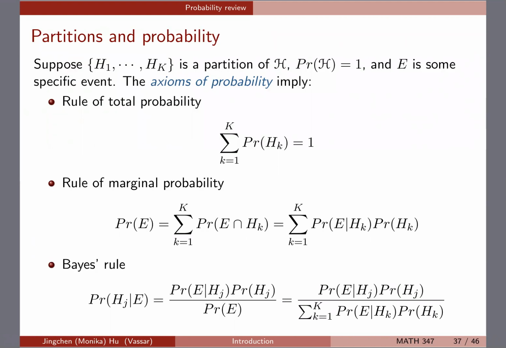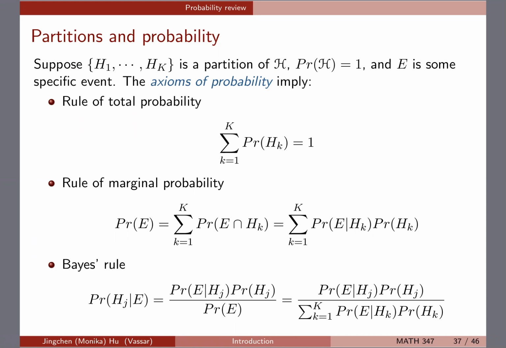And then given the partition idea, suppose H1 through HK is a partition of curly H, and then the probability of the entire H is 1. So there are three particular things that we're about to talk about, and they all stem from the axioms of probability. First of all, it's the rule of total probability. Because H1 through HK forms a partition of curly H, the sum of the probabilities of all of the HK should be 1. And that's exactly what we were doing earlier with the demonstration. Remember, we came up with 11 different values of P, and I asked your opinion about your choices of the value of P, and it should sum up to 19 because that's how many people are in the class. And then I divided each count by 19, and I was able to come up with the probability of each value of P, and it should sum up to 1.